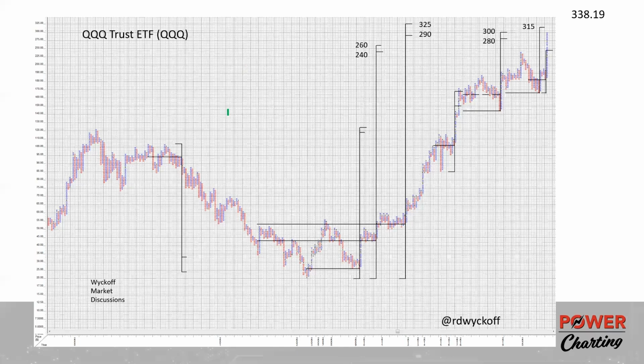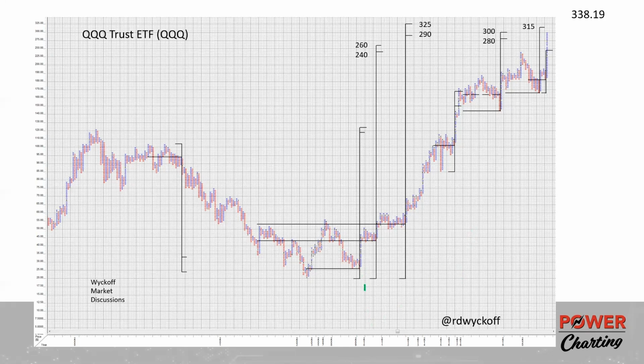Here's a more traditional example of how to use point and figure as a research tool. This was inspired really by Dr. Pruden on some great studies that he had done of accumulation areas that were at the conclusion of bear markets that set up the conditions for an important uptrend in prices over a period of time. And so here's just a great way that point and figure can really be an exceptional device or tool.